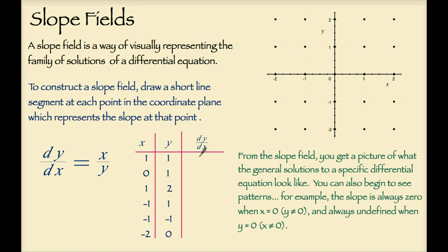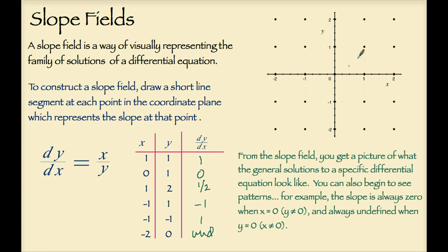1 over 1 is 1. 0 over 1 is 0. 1 over 2 is 1/2. -1 over 1 is -1. -1 over -1 is +1. And -2 over 0 is undefined.